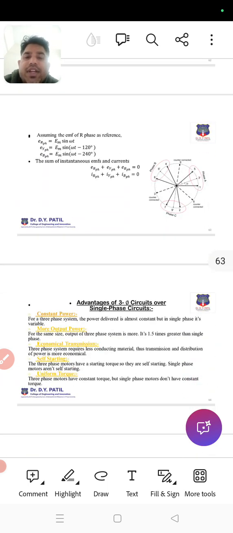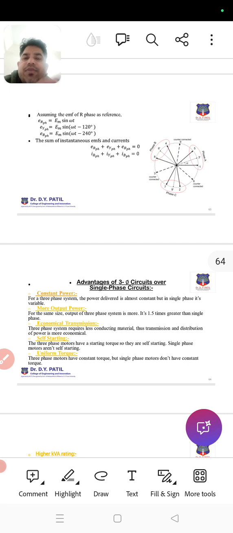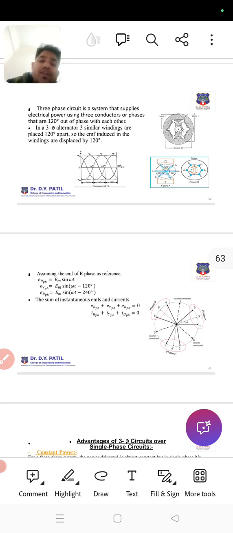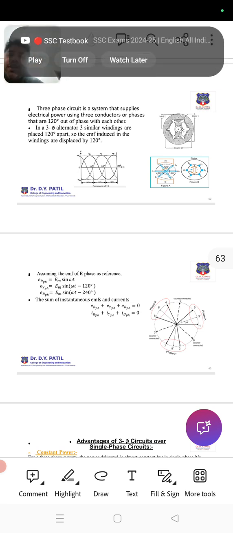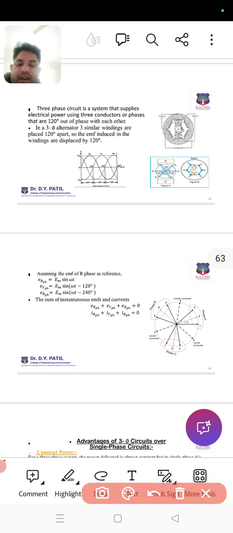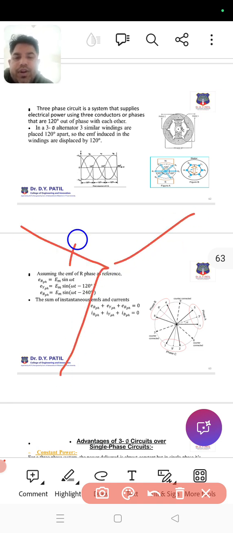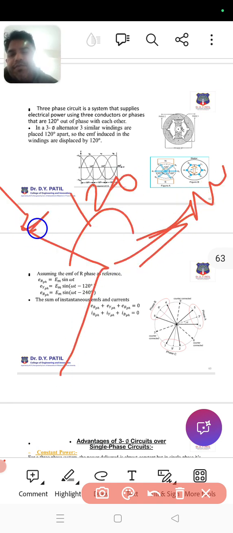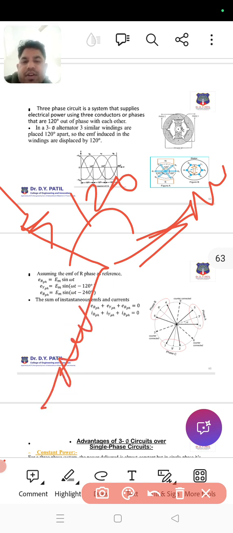Second is the phasor diagram. E is equal to EM sin. Always we consider the three phase, where the three phases are displaced from each other by 120 degrees. Apart from that, the angle is 120 degrees, and the impedance is always required to be the same.